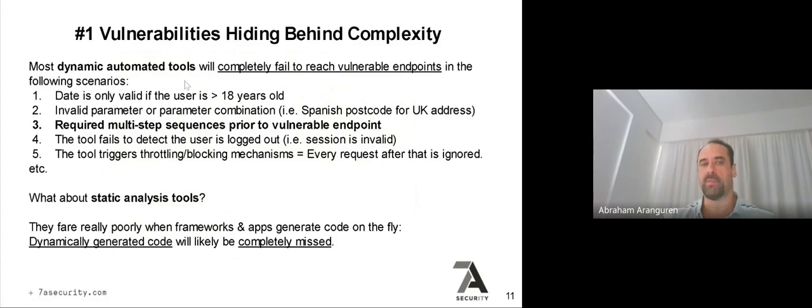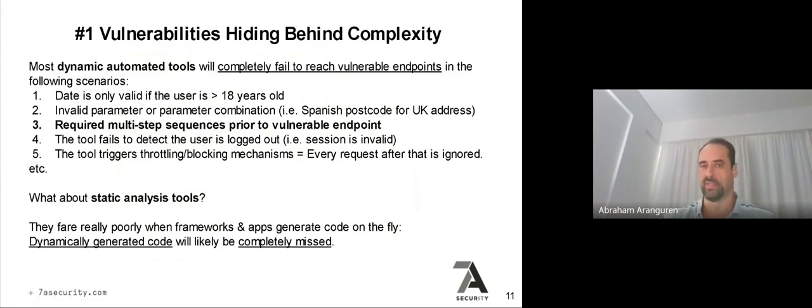Most dynamic automated tools will completely fail to reach vulnerable endpoints in scenarios like the data is only valid if the user is more than 18 years old. There's an invalid parameter or parameter combination, so you have a Spanish postcode for a UK address, and the validation for this is failing. Therefore, you don't reach the endpoint. Therefore, you will never find the vulnerability.